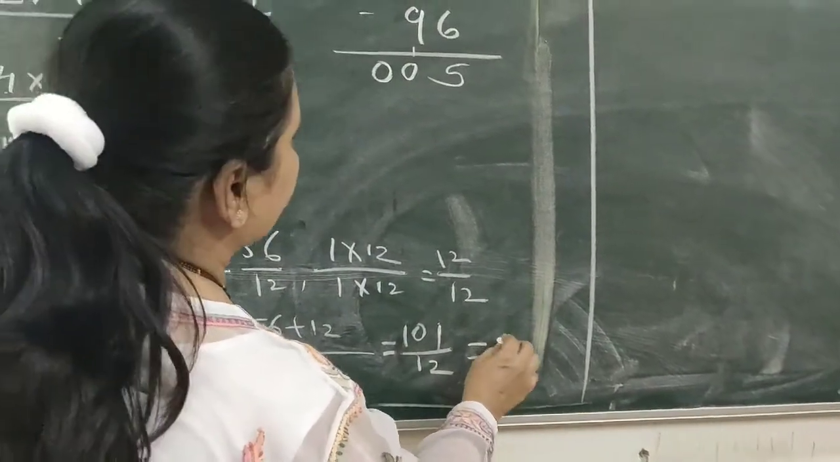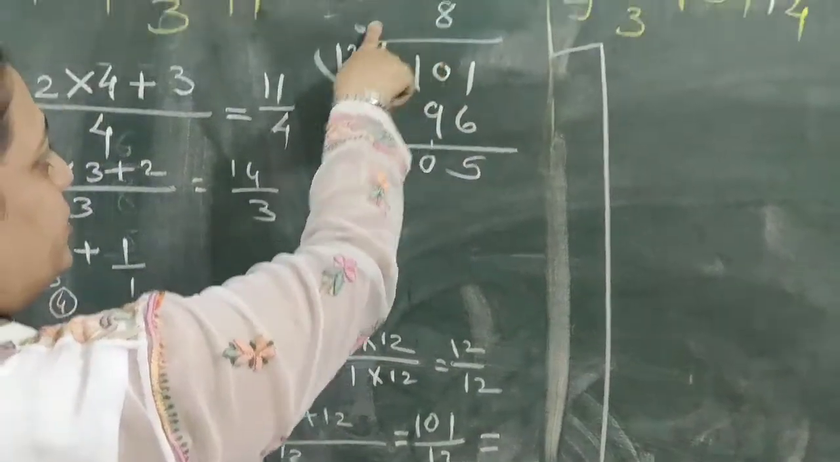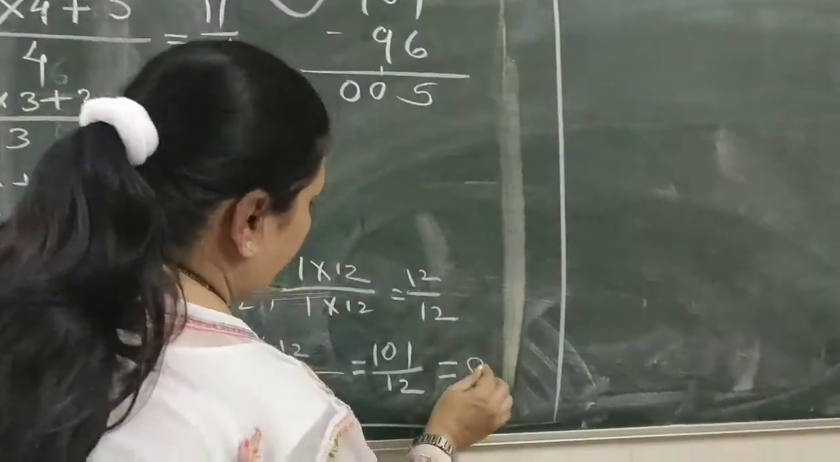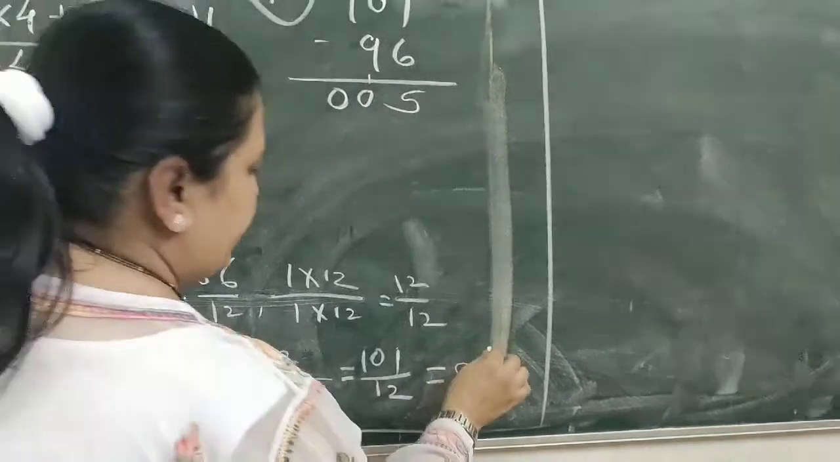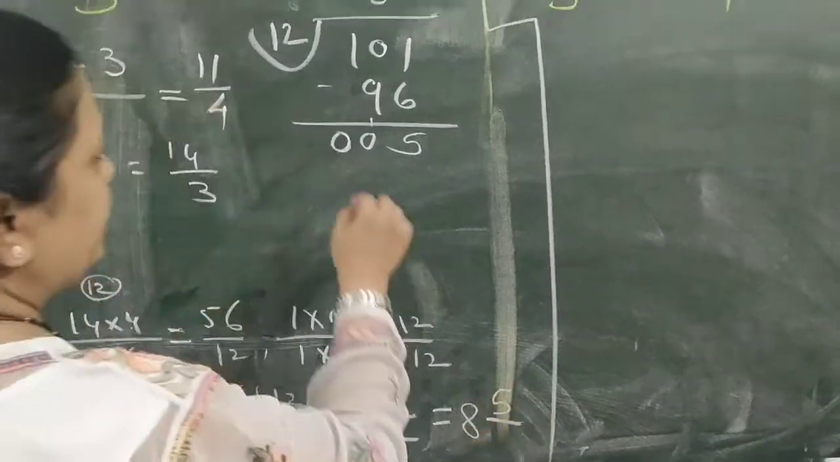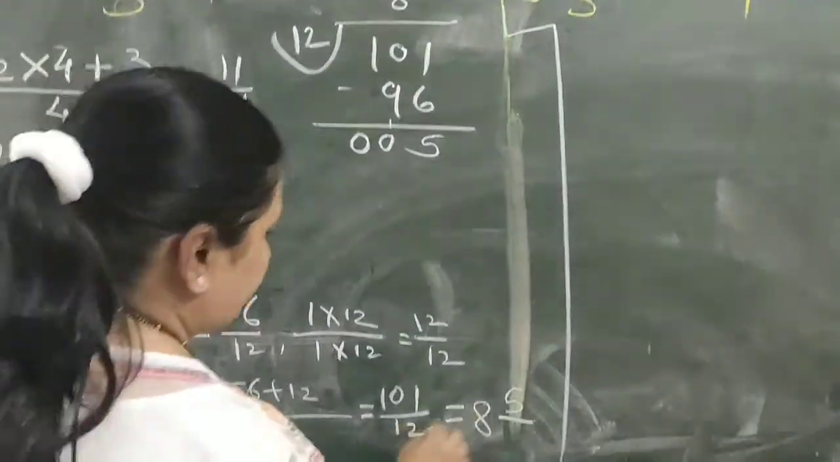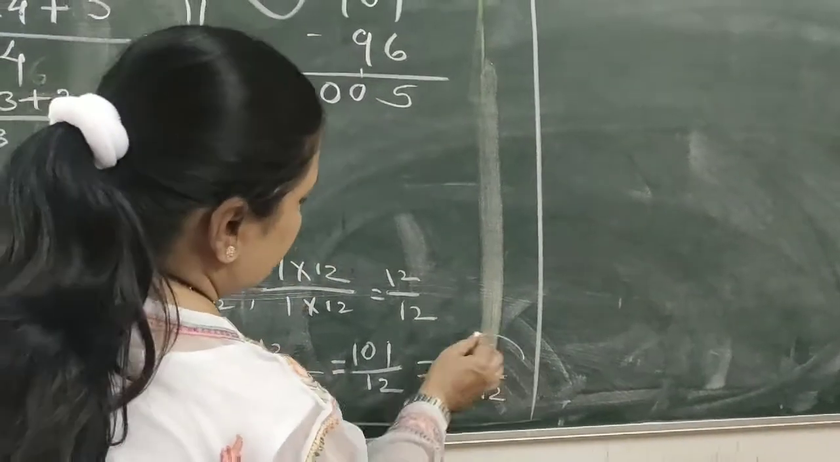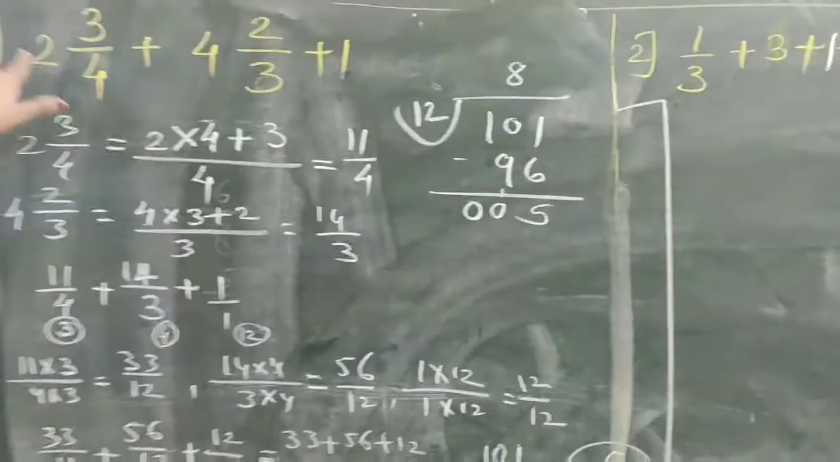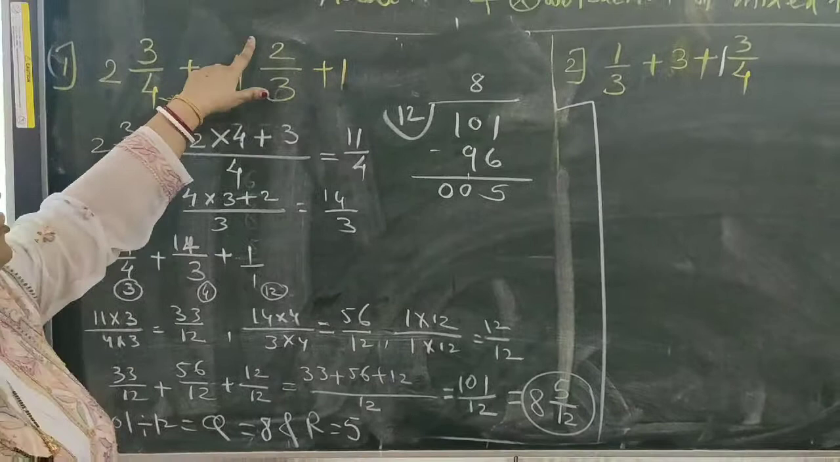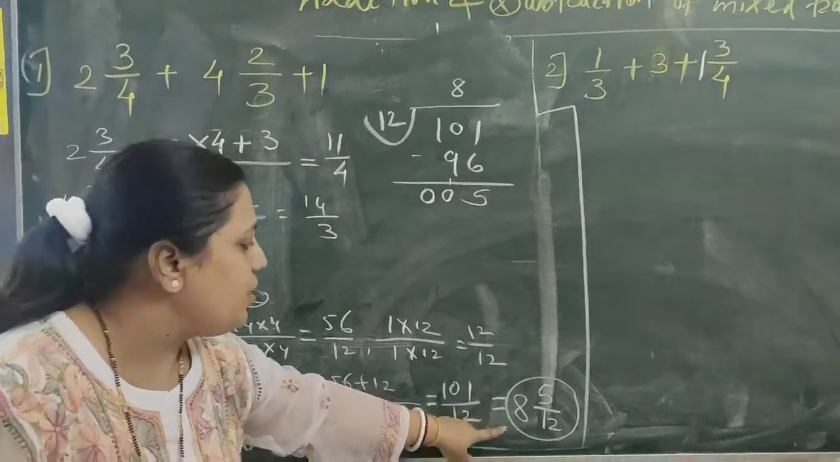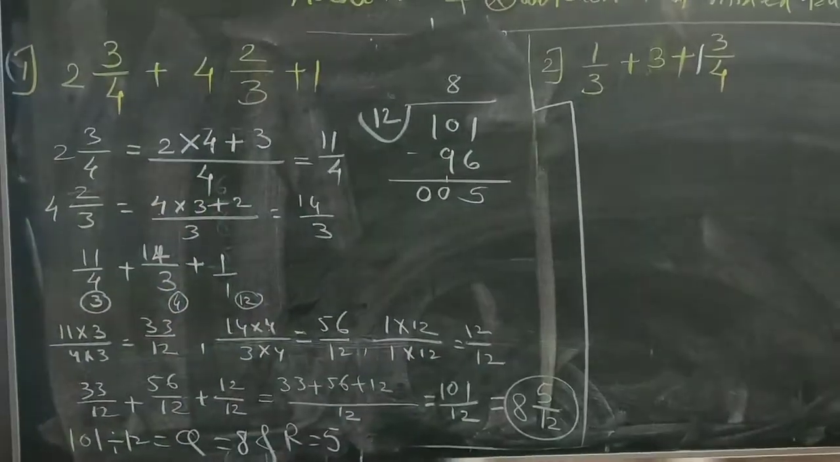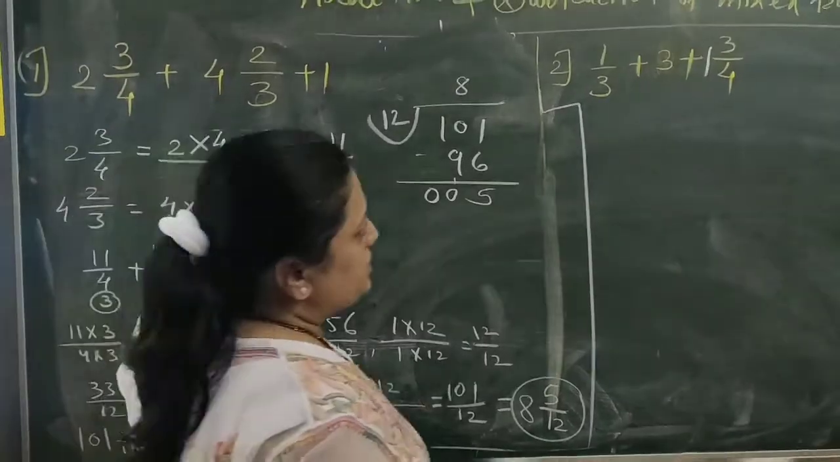So 101 by 12 is equal to: we will write the quotient at the place of the whole number, the remainder at the place of the numerator, and the denominator will be the same. So this is our answer: 2 3 by 4 plus 4 2 by 3 plus 1 is equal to 8 5 by 12. Hope children you understood.